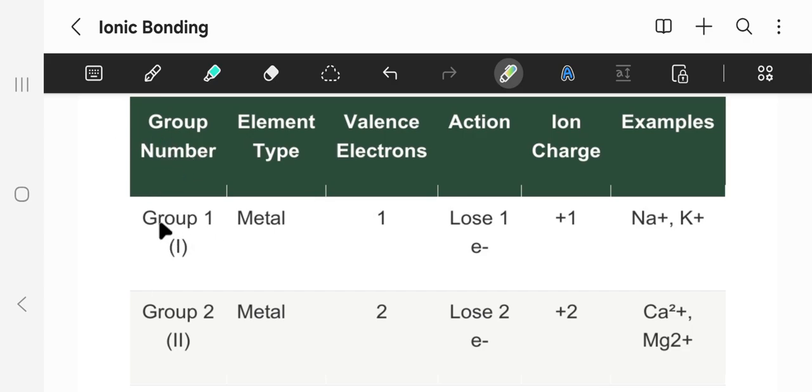For example, if we are in group 1, we have 1 valence electron, and in group 1 we find metals. Because the metal is in group 1, it has 1 valence electron, and if it's a metal, it is supposed to lose 1 electron. If it loses an electron, it has a positive charge, which is +1. Examples are sodium: Na+ because it lost 1 electron and it's in group 1. Potassium is another example. It would have lost 1 electron since it's also in group 1.